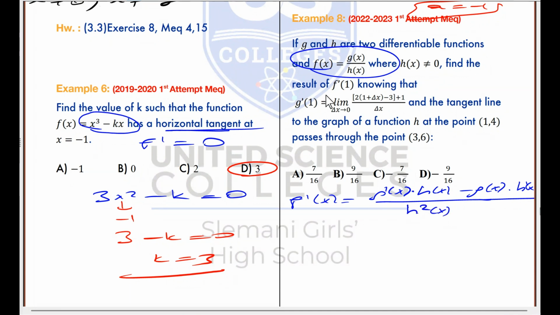Okay, now I need my x to be 1. So what I am looking for is f prime of 1, g prime of 1 times h of 1 minus g of 1 times h prime of 1 over h squared of 1. So I need 1, 2, 3, 4 different pieces of information. So what are these? g prime of 1, h prime of 1, g of 1, h of 1. Okay, what is given in the question? Let's identify the given.